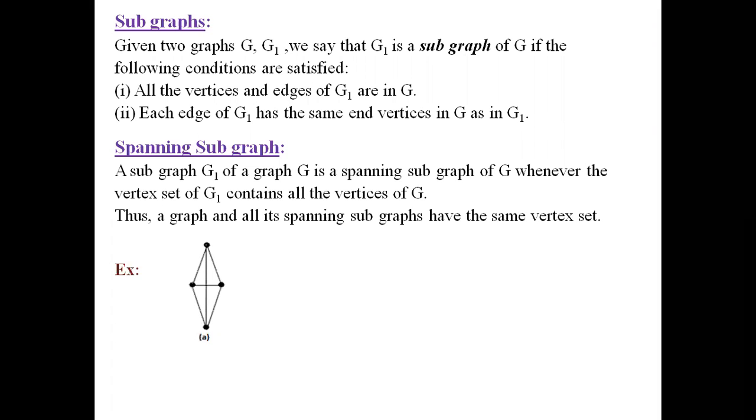Say, for example, I consider this graph G in figure A, then figure B is a spanning subgraph. We observe that figure B has all the vertices taken from graph G. That is, the 4 vertices we have considered in G all exist in figure B also, which is the graph G1 for us. So G1 is a spanning subgraph of G.